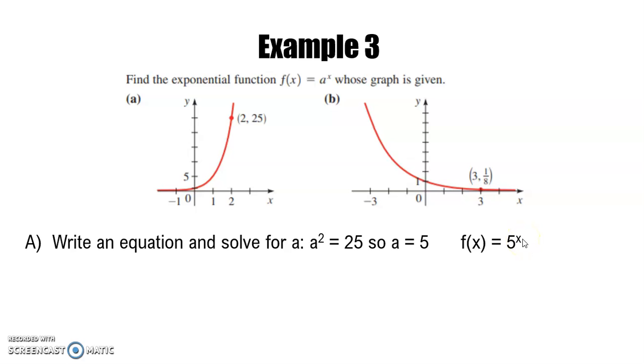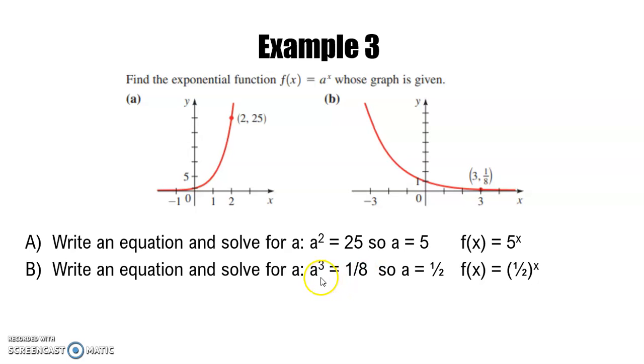So pause the video, see if you can do the same thing for part B. What to the third power equals 1/8? My equation was a to the third equals 1/8. So I did the cube root on both sides. The cube root of 1 is 1, and the cube root of 8 is 2. So this is 1/2 to the x power.